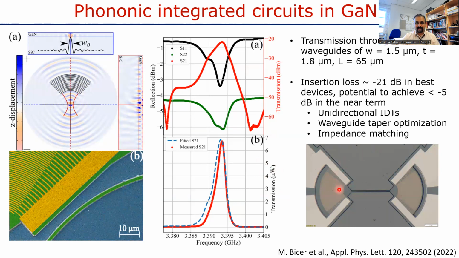So basically, while you can get sound into and out of these devices, the overall transmission coefficient is quite limited. In our best devices, we are only able to get about minus 20 dB, so only 1/100th of the sound into and out of these structures. There are a few reasons why this has happened, and there are many things that we can do to make this better. Some of these ideas are listed here, but insertion loss is the big problem.